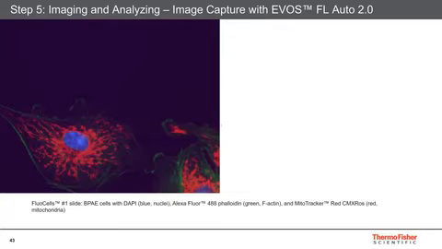All right, good versus bad images with those settings. Here on the left is an image I took on the FL Auto 2, which is not optimized. At first, you see some signal. You see mitochondria in red, nuclei in blue, and tubulin in green. But if you look closer, you start to see some problems with it.